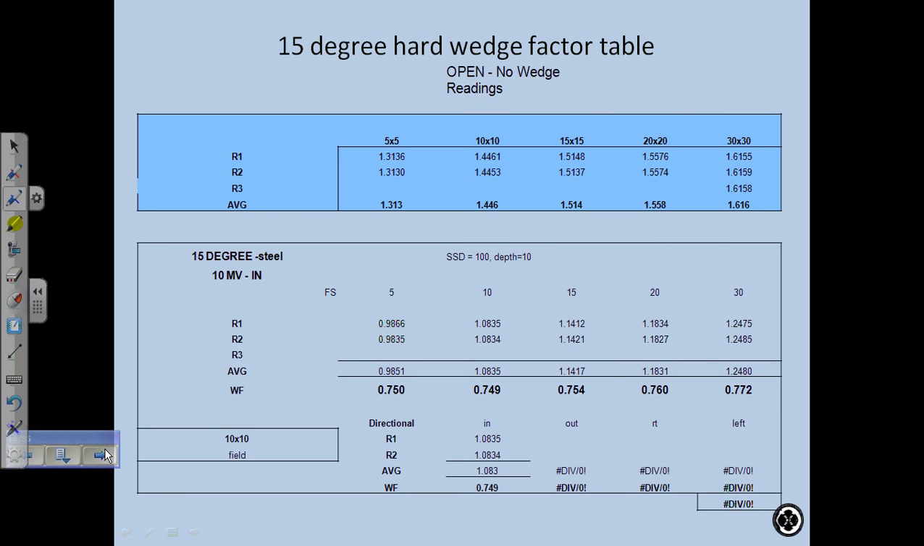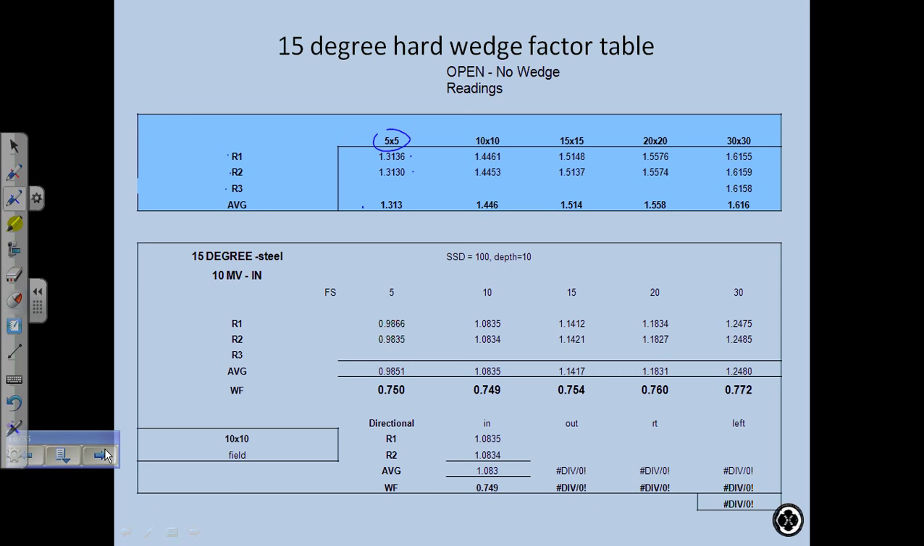All right, this is a really busy slide, but this is what I use. This is an Excel worksheet, and this is what I use to measure my wedge factors. First, take my open field readings: reading 1, reading 2, reading 3, and then readings for different field sizes, 5x5 to 30x30. Here's the 5x5, reading 1 and 2, and then I average it down here, and then open up my field size. These are all open, no wedges. These are my reference readings, the denominator in the wedge factor equation.